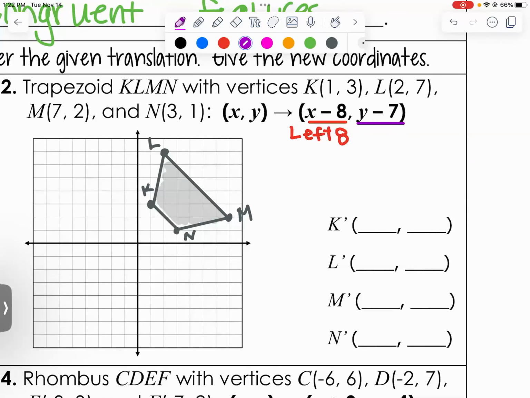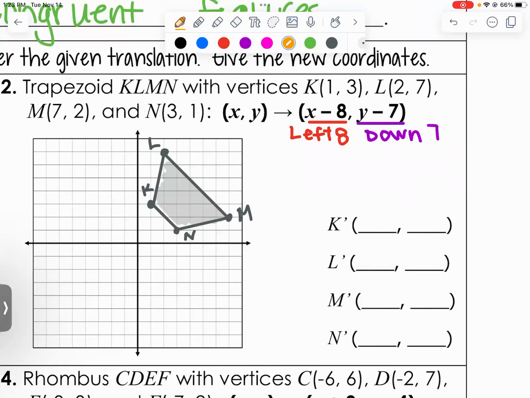Okay, y minus 7. In what direction are we going to go 7? Up, down, left, or right? Down, because it's a y, and it's negative, minus, so we're going down. So we're going left 8 and down 7 with all of these coordinates. Are you ready?